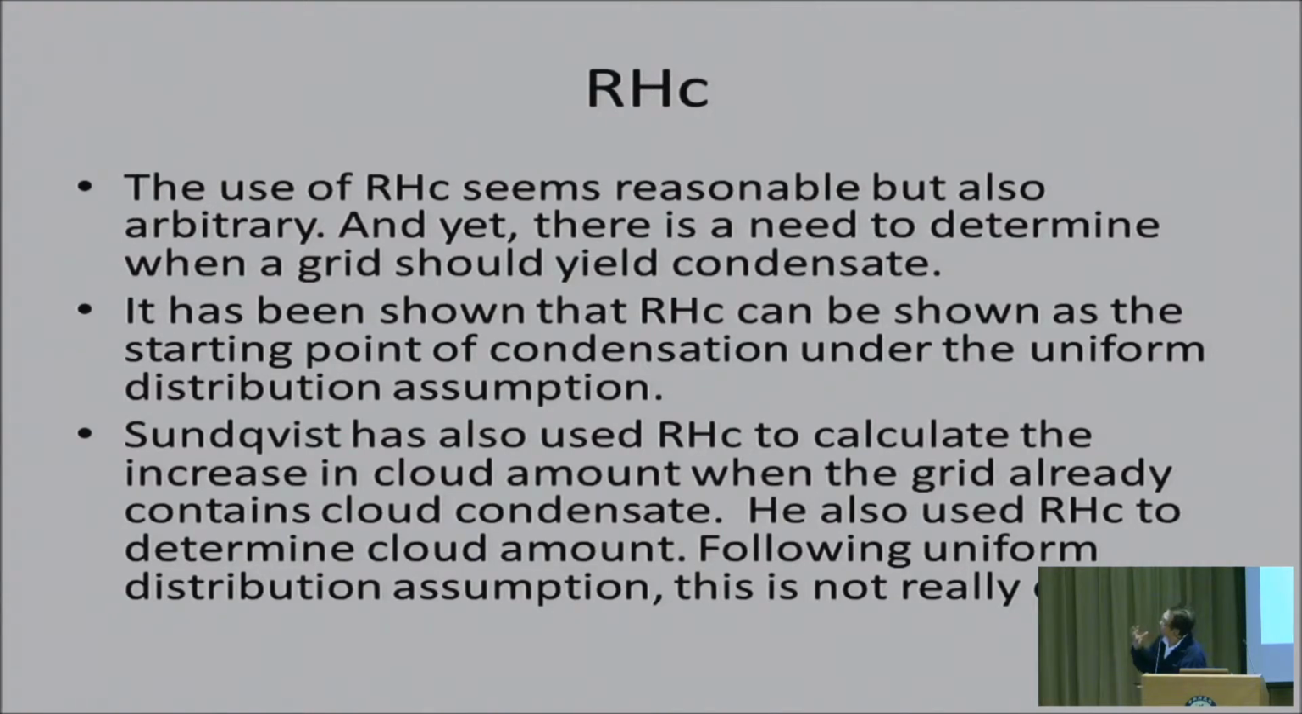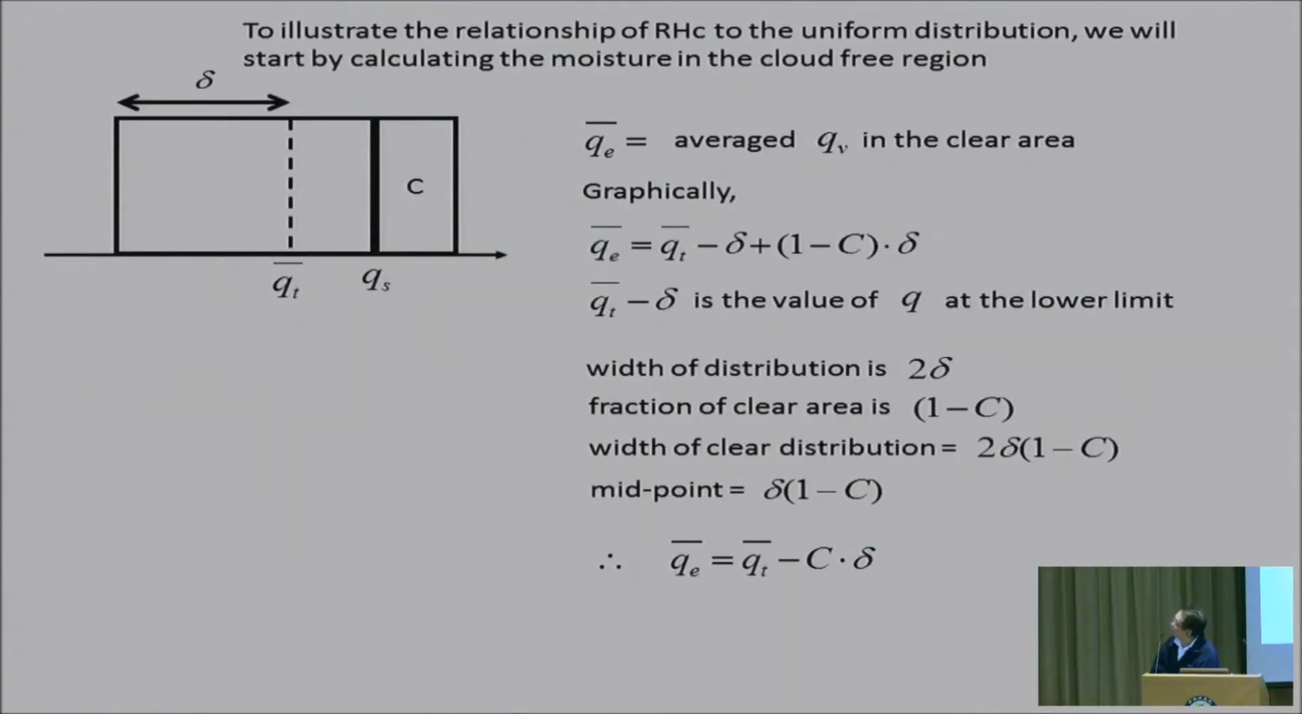The RHC seems a reasonable thing to do. You need something to start condensation. And there have been people who have linked the RHC to be the starting point of condensation under the uniform distribution assumption. But the problem I see is that Sundqvist used RHC to calculate everything else, and that's what I have trouble with. So I'm just going to show that you can derive RHC from the uniform distribution.